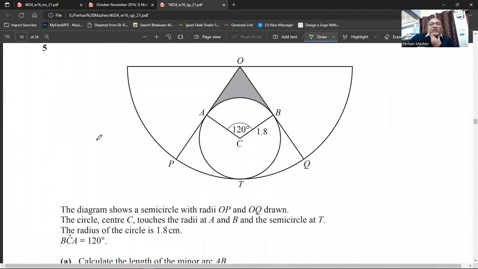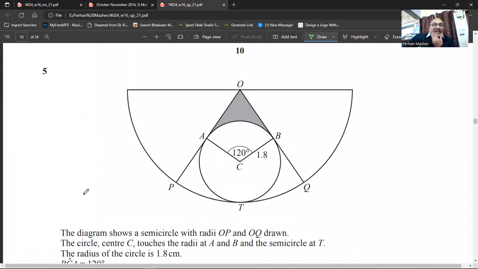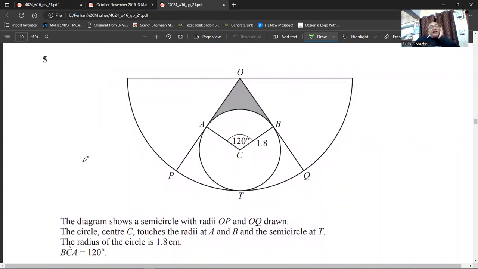So, my dear students, we are on the question number 5, and it says the diagram shows a semicircle with radii OP and OQ. So this is the radius OP, OQ. That's the radius of that big circle. The circle center C, another circle is here, touches the radii at A and B and the semicircle at T. The radius of the circle is 1.8 centimeter. The radius of this small circle is 1.8 centimeter. So these are the tangents to that small circle.